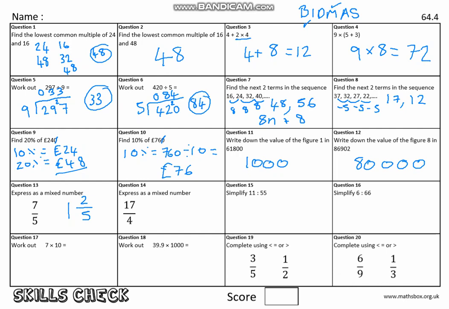So for this one, how many 4s go into 17? Well, 4, 8, 12, 16. We're going to have 4. And then we've got 1 left over, so it would be 4 1/4.